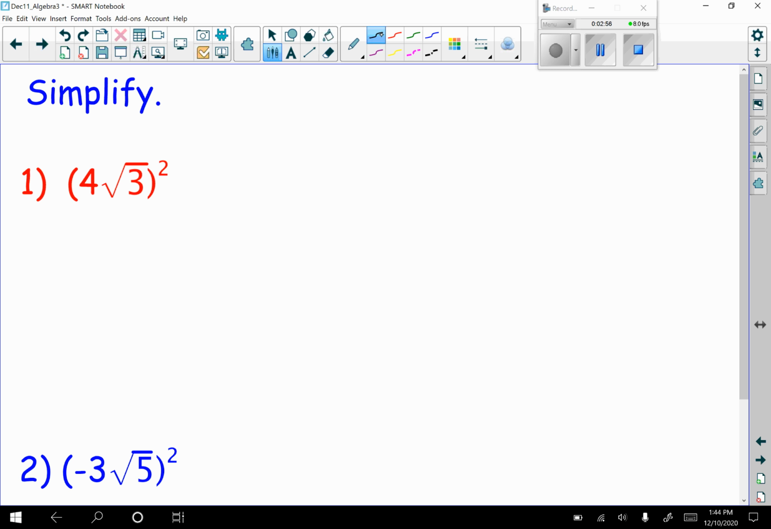All right, let's take a look at our first example. Here we have 4 radical 3 squared. What does it mean to square something? It means to multiply it by itself. I could write it this way, but technically the parentheses aren't necessary. This is also saying 4 times radical 3 times 4 times radical 3. Keep in mind, these are not binomials, so I do not distribute here. Or I could say I'm squaring the 4 and I'm squaring the radical 3.